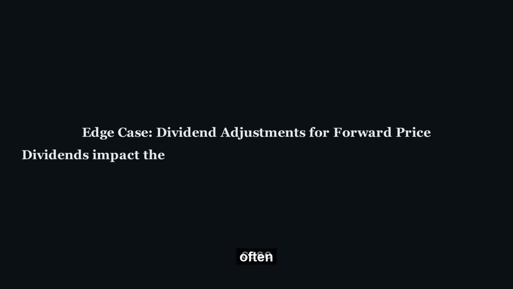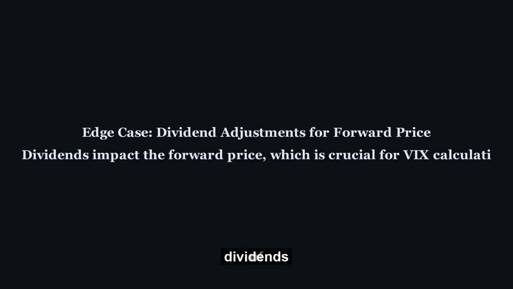Another critical edge case, often overlooked, involves the treatment of dividends. For assets that pay dividends, the forward price, which is a key input for determining the at-the-money strike and for the overall calculation, must be adjusted. Ignoring expected dividends between the current date and the option's expiration date will lead to an incorrect forward price. This, in turn, biases the entire implied volatility calculation, as the options are priced relative to this forward price.